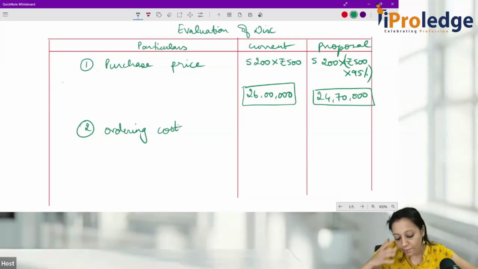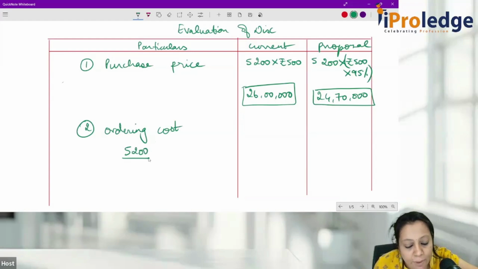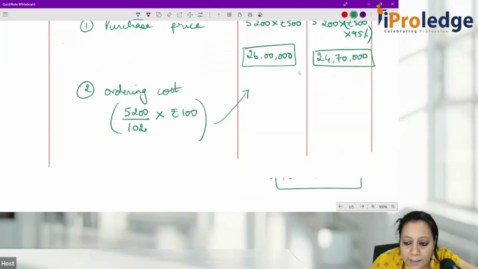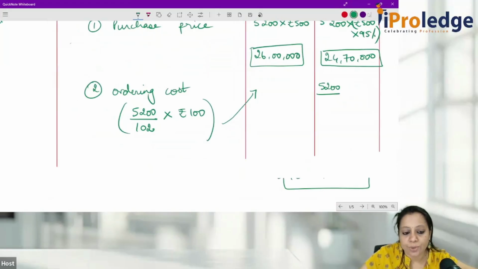Now we will proceed. Totally we need 5,200. Every time I'm ordering, how much am I ordering? 102. Right. So into ordering cost per order, which is 100, this will be the cost here. And here, what will be the cost? I'll do it here itself. It is going to be 5,200, and how many times am I ordering? 4 times. Right. So can you all see per quarter? I will show it to you.